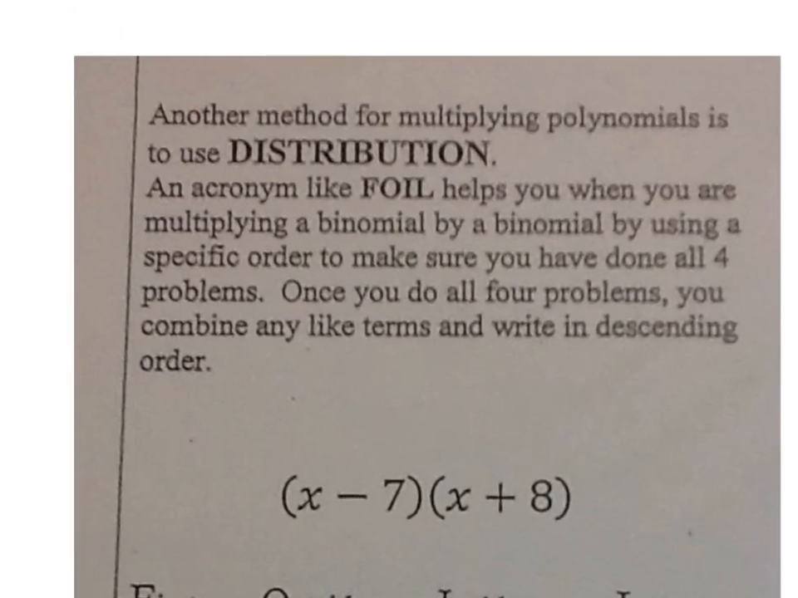So go ahead and move to the other side of this, which shows the other method. Basically, distribution is distribution. When you have multiplication on the outside of a parenthesis, you have to multiply by everything inside. Well, in this case, we've got 2 terms and 2 terms, so we're going to have 4 multiplication problems. You got to keep track of it. So an acronym like FOIL helps you keep track of those 4 multiplication problems. And once you do all 4, you combine the like terms and write in descending order. We're going to talk a little bit more about that in a moment.